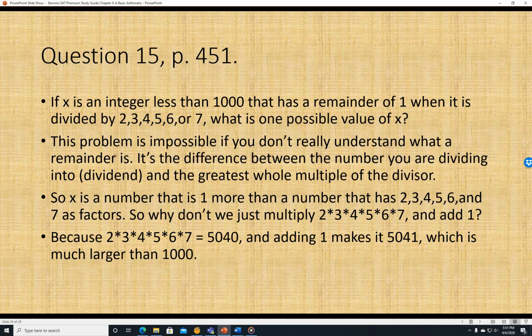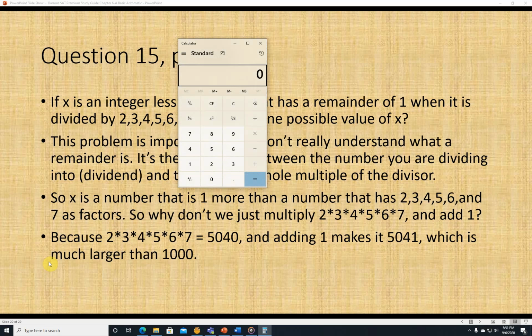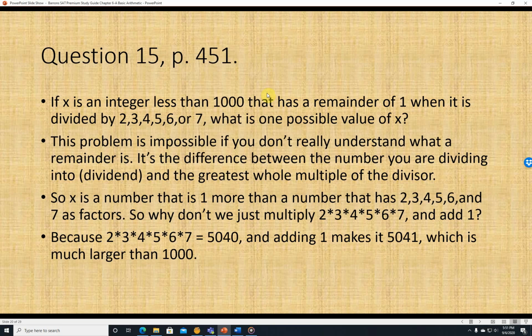So you might ask, well, John, hey, why don't we just multiply 2 times 3 times 4 times 5 times 6 times 7 and just add 1? Because 2 times 3 times 4 times 5 times 6 times 7 is equal to 5,040, and adding 1 makes it 5,041, which is much larger than 1,000. And we can even do that with the calculator. We can go 2 times 3 times 4 times 5 times 6 times 7 is 5,040, and we add 1, boom, 5,041. Okay, so that's not the way that we're going to be able to do it.